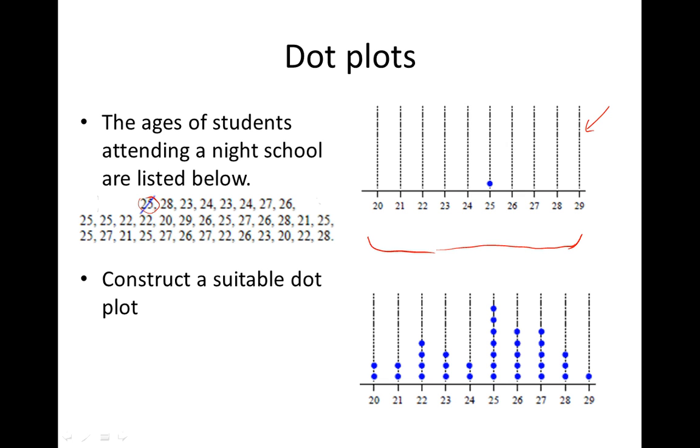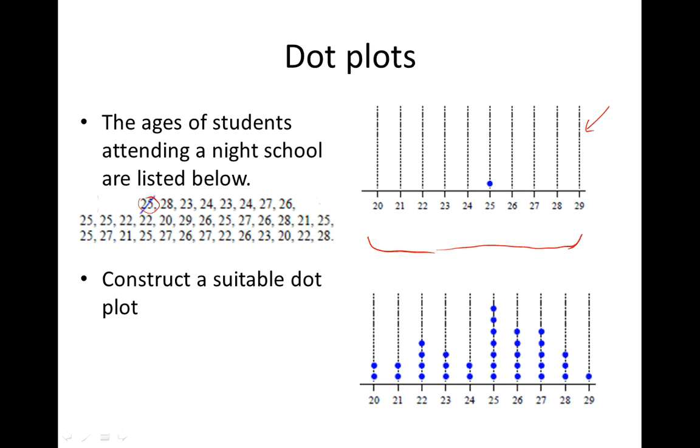Alright, so down the bottom here you can see we've got our almost completed dot plot. It looks a little bit like a column graph, doesn't it? We could almost go around the outside of those dots and put columns around them. There's no need to, but we could.